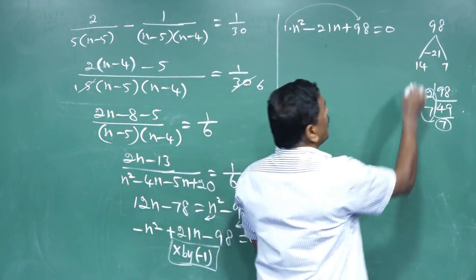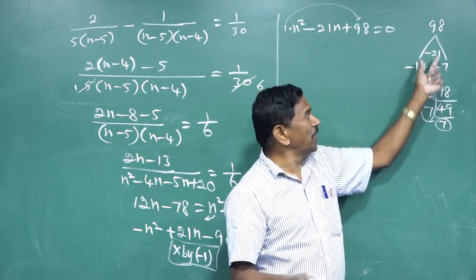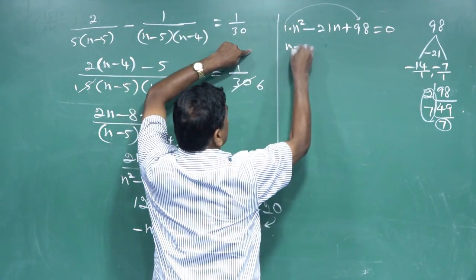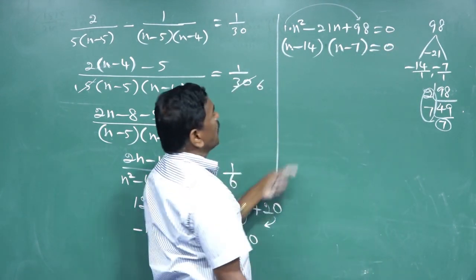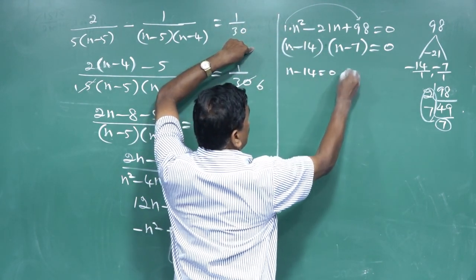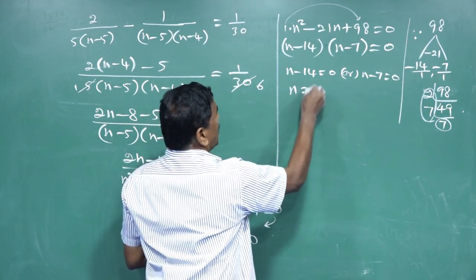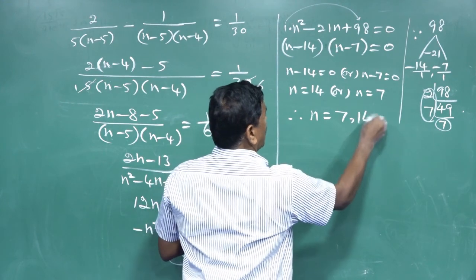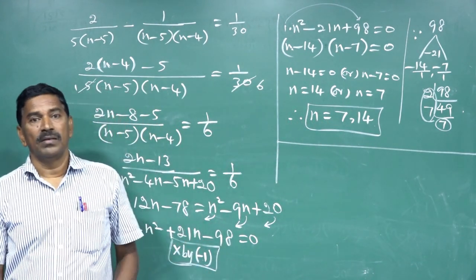Adjustment? Yes, minus, minus. Simplification? Minus into minus plus, 14 into 7 is 98. While adding, minus 14 minus 7 equals minus 21. Therefore, remember, the n square coefficient is 1, so dividing by 1 the value will not change. So (n minus 14) into (n minus 7) is equal to 0. Now, if the product is equal to 0, either the first is 0 or the second is 0. Therefore n minus 14 is equal to 0 or n minus 7 is equal to 0, which is purely rough. Now next step: n is equal to 14 or n is equal to 7. Therefore, n is equal to 7, 14. Therefore, the value of n is 7, 14, which is the answer for the 15th sum.